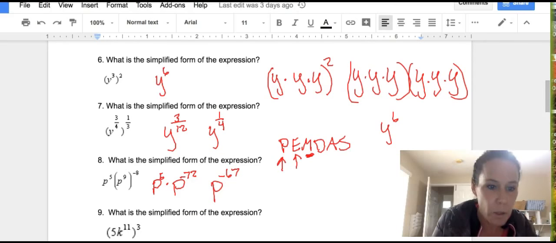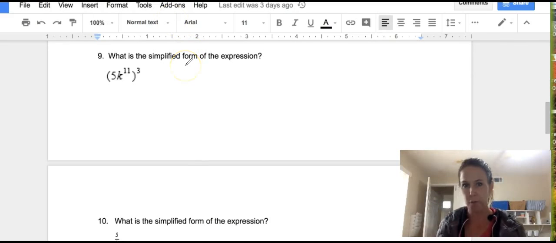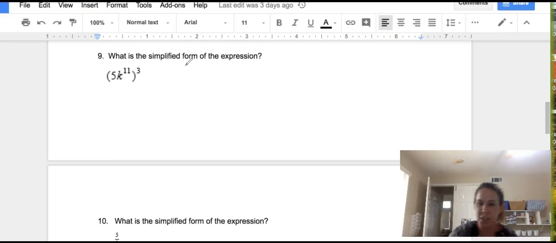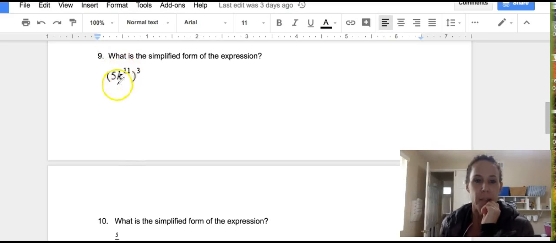All right, let's scroll down. All right, looking at number 9, it asks you what is the simplified form of this expression. So with our properties of exponents, these are kind of fun. You just got to know the rules. So let's just work this one. We've got 5 times k to the 11th cubed. Now, when I have more than one thing in here cubed, you have to remember the rule.